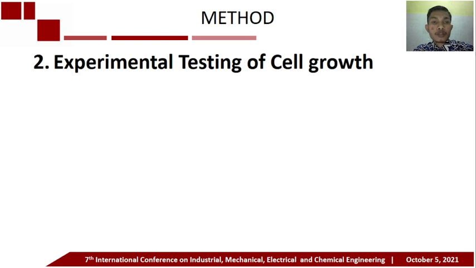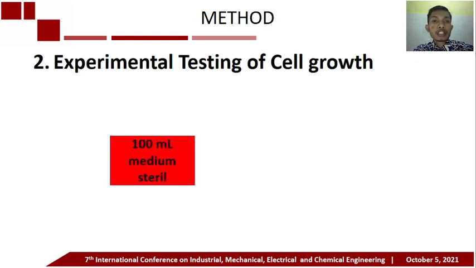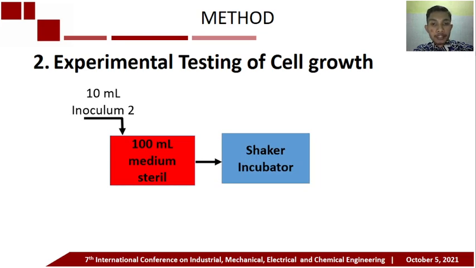Experimental testing of cell growth. 100 ml medium sterile made from sucrose with different concentration of 2%, 3%, and 4% weight per volume. Then added 10 ml of inoculum 2 and incubated in a shaker incubator at 50 degrees Celsius and rotation speed 125 rpm for 48 hours. And then sampling. Sampling was carried out periodically every 5 hours for calculation of cell population using a mass cytometer.